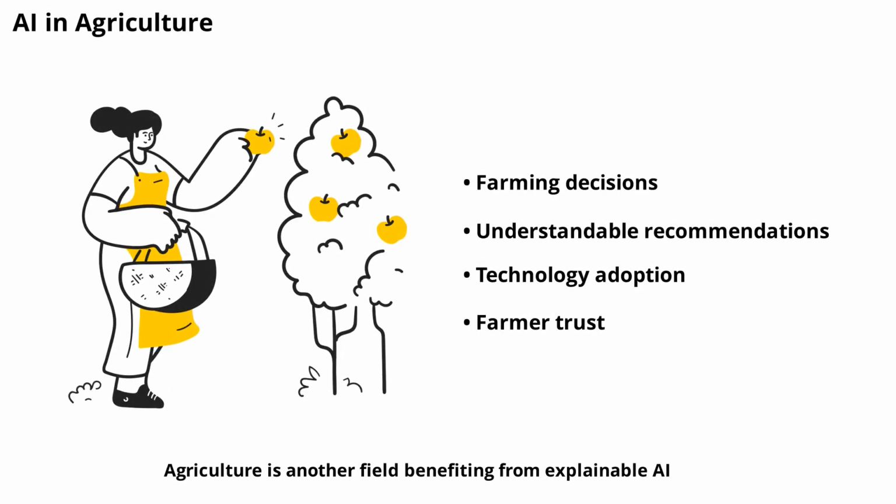Agriculture is another field benefiting from explainable AI. AI systems help farmers make decisions about planting, irrigation, and pest control. Explainable AI ensures that these recommendations are based on understandable factors, helping farmers trust and adopt new technologies.